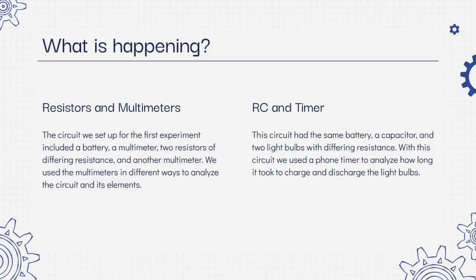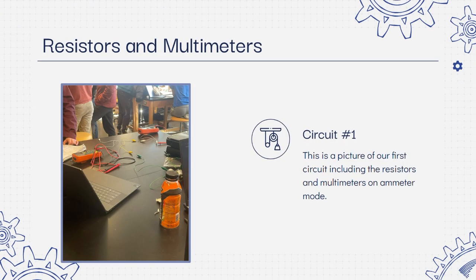Our first circuit was just with a battery, a multimeter, two resistors of differing resistance, and another multimeter before going back to the battery. This was all in series. We use the multimeters in different ways to analyze the circuits and its elements, and we'll get into that data in a little bit. Our RC circuit had the same battery, 3 volts, and a capacitor, as well as 2 light bulbs with different resistance, and we used a phone timer to analyze how long the discharge and charge took for our capacitor.